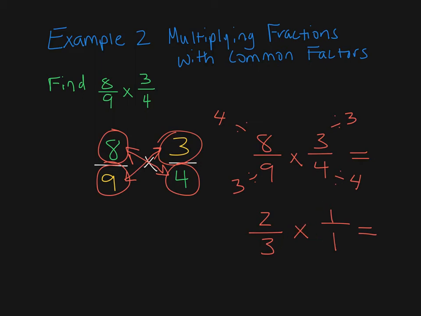Now that I've got these factored out, I can go straight across, like I learned in example 1. 2 times 1 is 2. 3 times 1 is 3. My final answer to this problem would be 2/3.